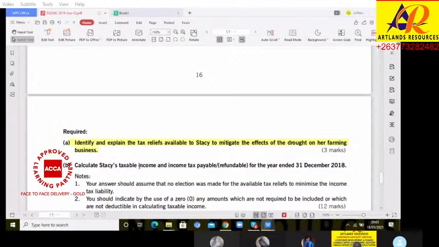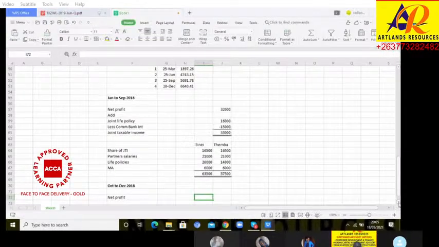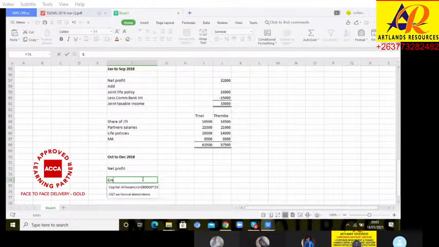Calculate taxable income and tax payable or refundable for the year ended 31 December 2018. They're saying you should indicate by the use of zero any amount. So, quickly, employment income. There are two sources of income. You remember the heading, you write it nicely to say taxable income and tax payable for Stacy for the year ended 31 December.